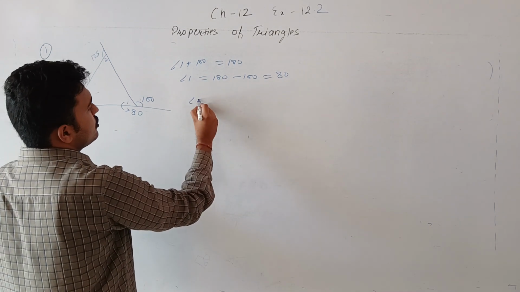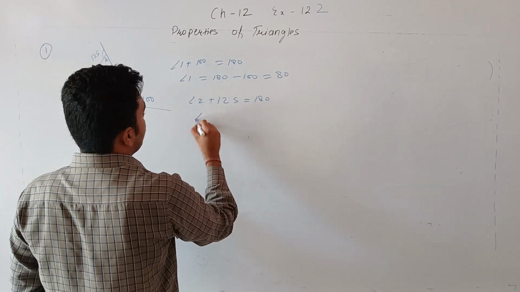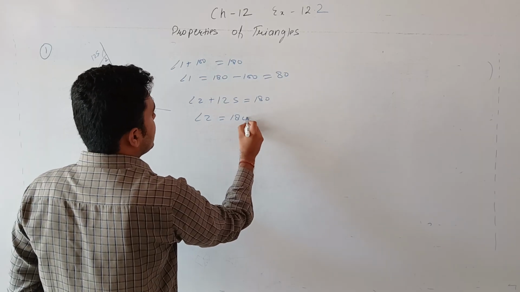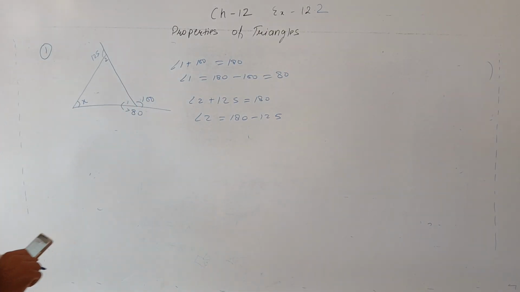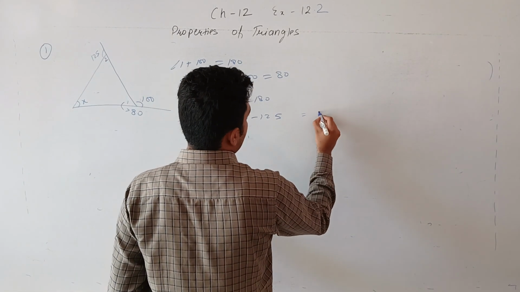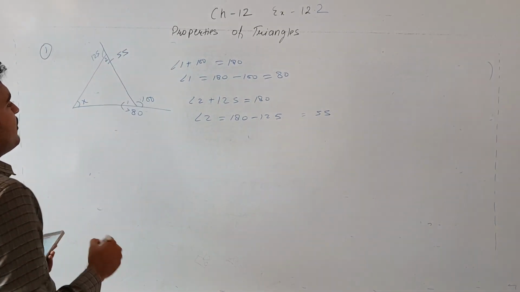Again, angle 2 plus 125 is equal to 180. Therefore, angle 2 is 180 minus 125. This is our second angle. Now we have to find the third angle. So this angle 2 comes out to be 55.